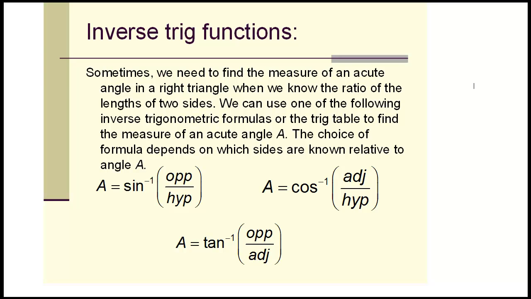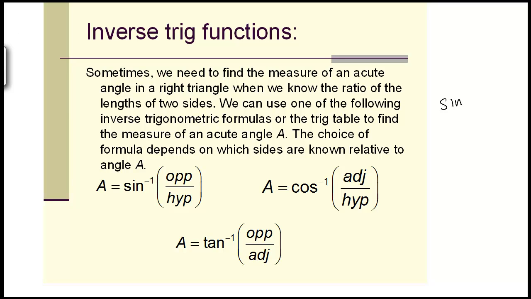So if you know the opposite and hypotenuse, you can use the sine⁻¹. If you know the adjacent and hypotenuse, you're going to use cosine⁻¹. And if you know the opposite and adjacent, you can use tangent⁻¹. Where are these located on the calculator?